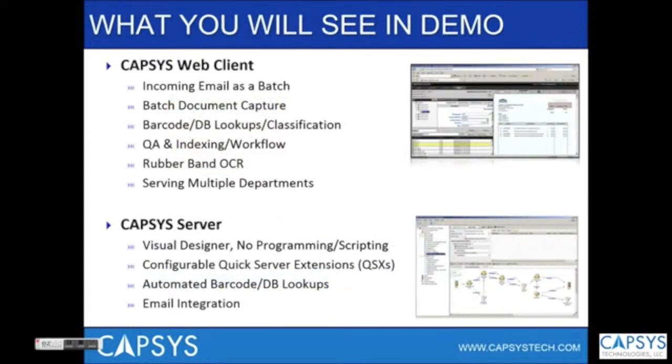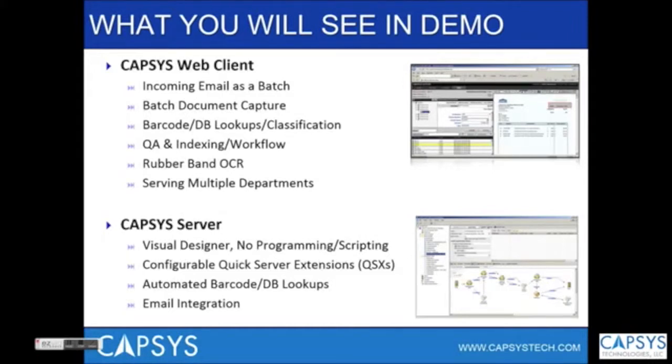So what you will see in the demo shortly is two components: the web client, which will allow us to process incoming email messages, do some document scanning, perform automated DB lookups and classification, quality assurance, indexing, some workflow, rubber band OCR. And we'll show you how it can be configured in such a way to be very versatile to address many different business units or departments within your enterprise.